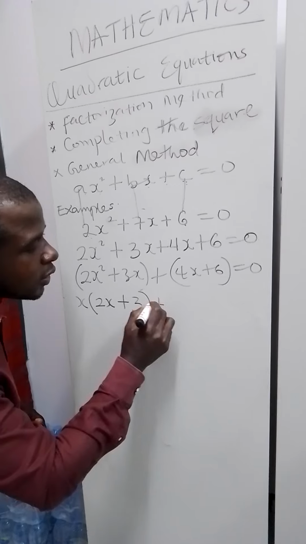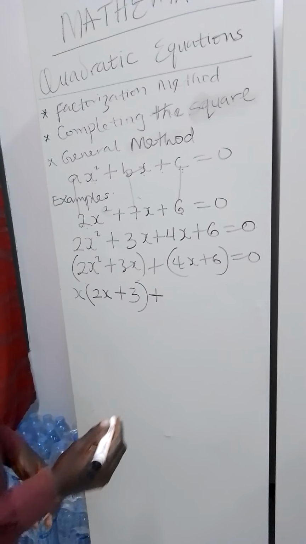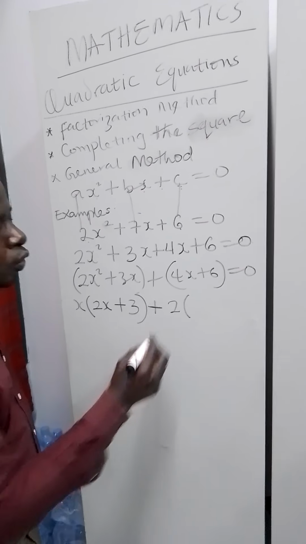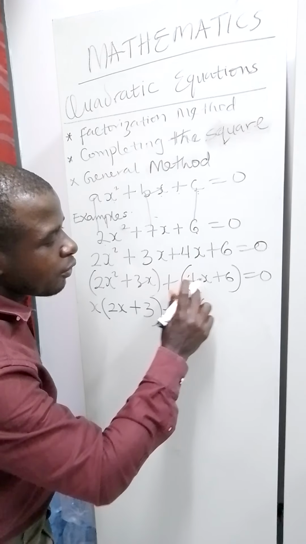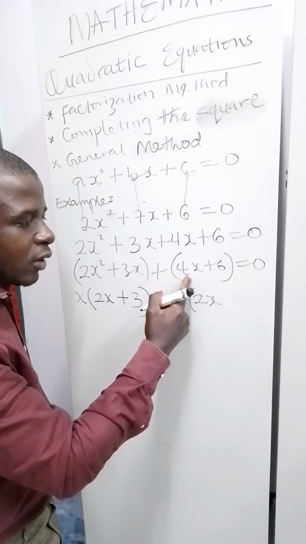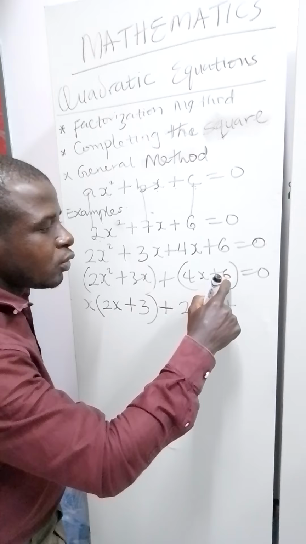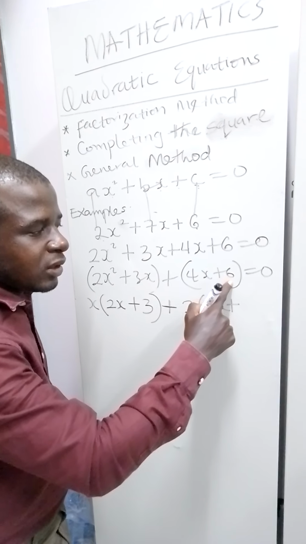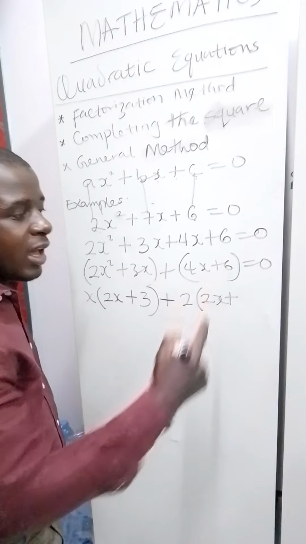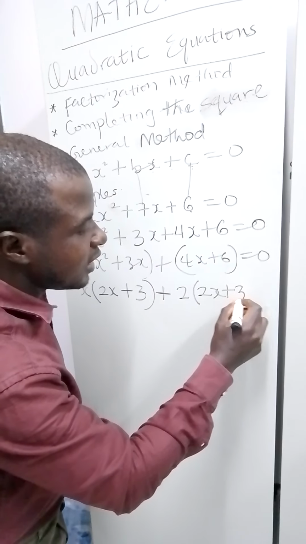Then plus, we look at 4x and 6. What is common between them? I think 2 is common. You take out the 2. By the time you take out the 2 from 4x, you have 2x left. I believe you are getting it. Then plus, you take out 2 out of 6. It's not in terms of subtraction, but in terms of multiplication and division. When you take out 2 out of 6, you are left with 3.